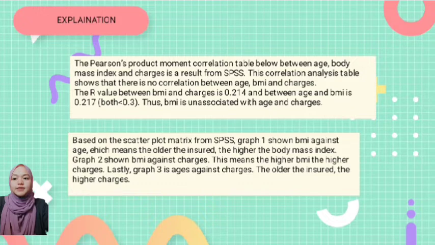This is the scatter plot matrix for age, charges, and BMI. Graph 1 shows BMI against age, which means the older the insured, the higher the body mass index. Graph 2 shows BMI against charges. This means the higher the BMI, the higher the charges. And lastly, graph 3 shows age against charges. The older the insured, the higher the charges.